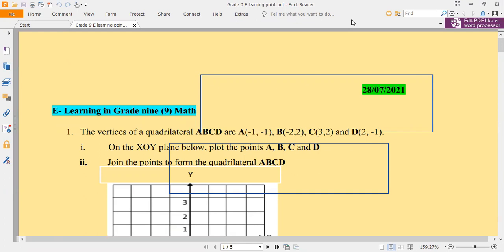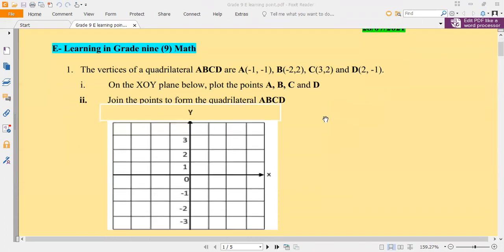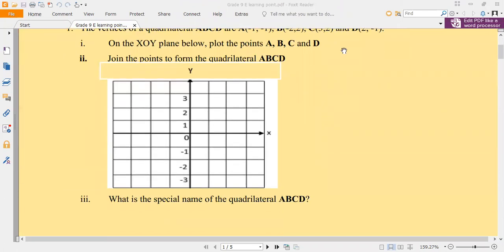So to start with, we're going to look at what I just called e-learning in grade 9 mathematics, but the document is called the learning point. And we have the first question. The first question is this one here. Allow me to present it this way. Very good. So that's the question that we have.